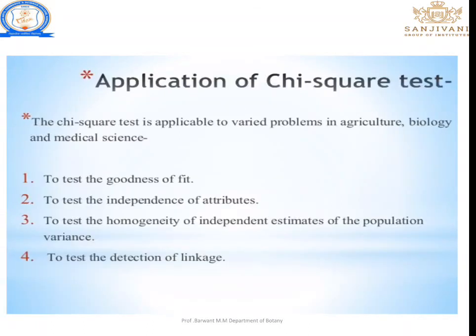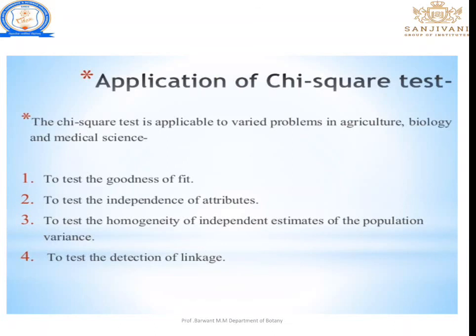Then next, the applications of the chi-square test. There are most important applications of the chi-square test in different fields: agriculture, biology and medicinal science. In agriculture, it can be used for the production of a crop field or the yield. In the medicinal field, there is the application of a drug on an organism and how it responds; that is useful for the chi-square test, which decides whether the drug is significant or not.